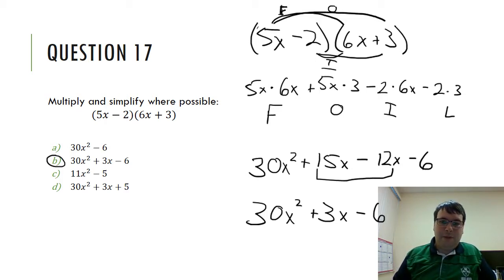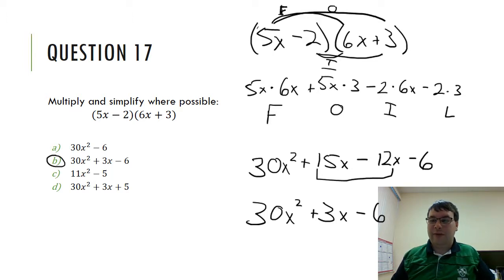Let's clean it up. So 5x times 6x, we get 30x squared. 5x and 3 will give me positive 15x. Negative 2 and a positive 6x will give me a negative 12x. And negative 2, positive 3 is a negative 6.